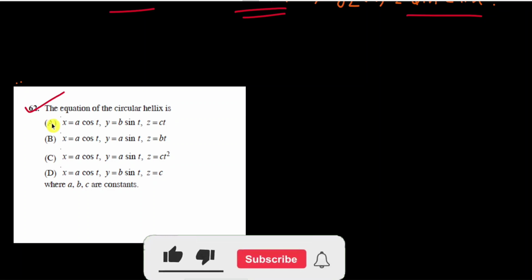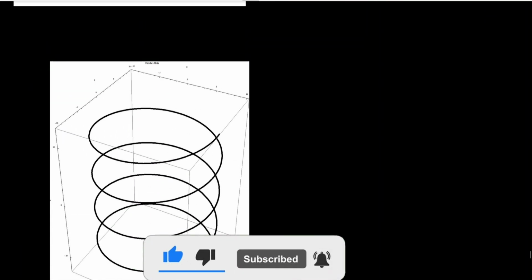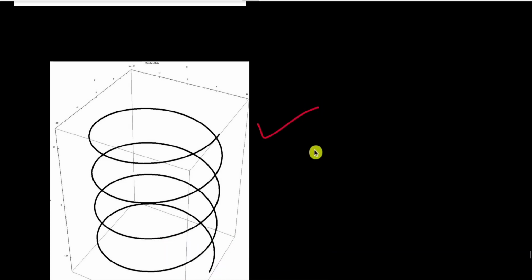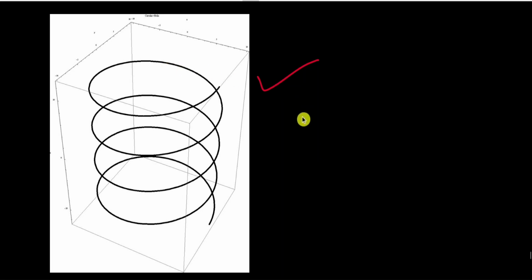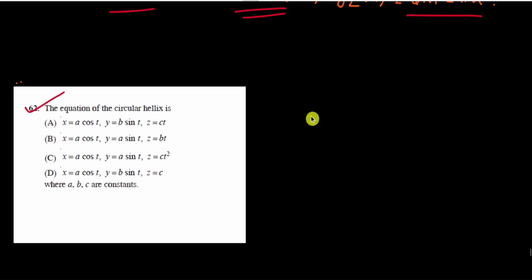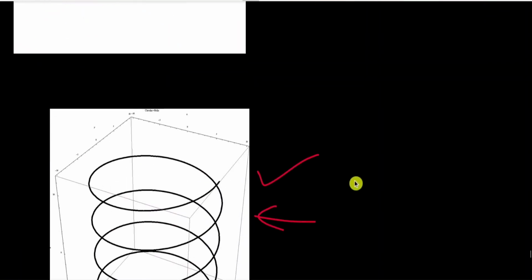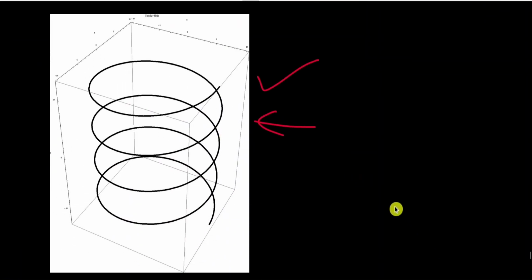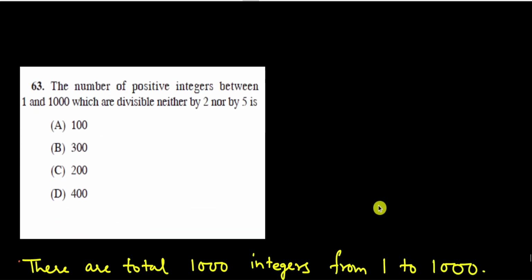The circular equation of helix. This is a straightforward question. The helix looks like this. This is an image of the helix, and the general solution for the circular helix is given by x equal to a cos t, y equal to a sin t, and z equal to bt. This is the general equation of circular helix. Go to the next question, question number 63.